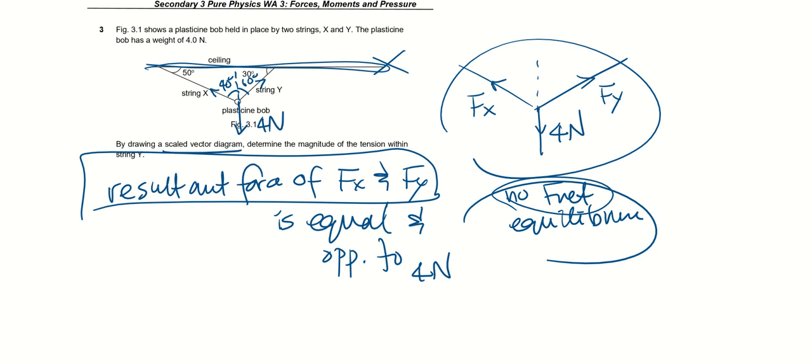Okay, but now if I focus on Fx and Fy, the resultant force of Fx and Fy is equal and opposite to 4 Newton, so that they can counteract each other, and therefore there will be no F net in the system. So for this, I really need you to try drawing. Okay.